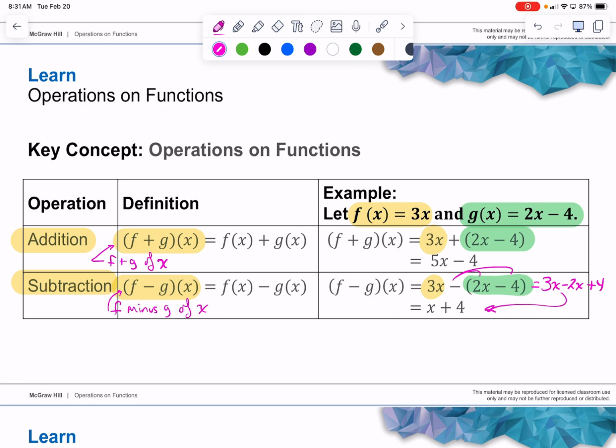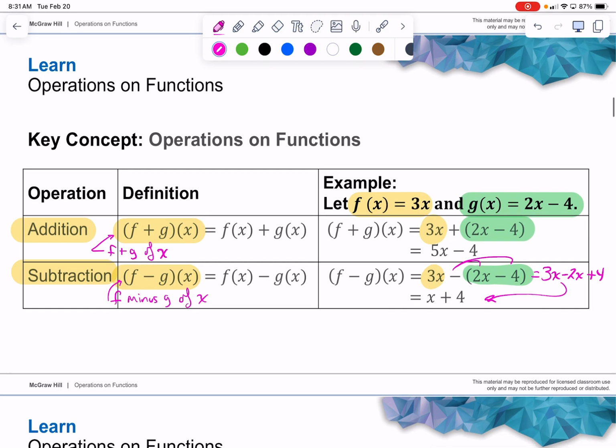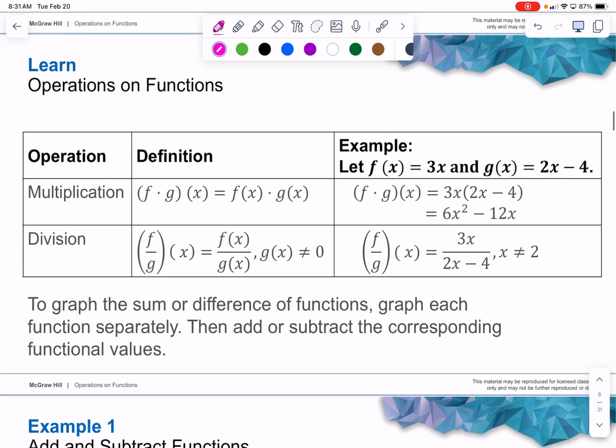4. Now we've done this already, right? We're just giving you some new notation for that. Okay? The operations themselves are not new, we're just giving you notation for it.